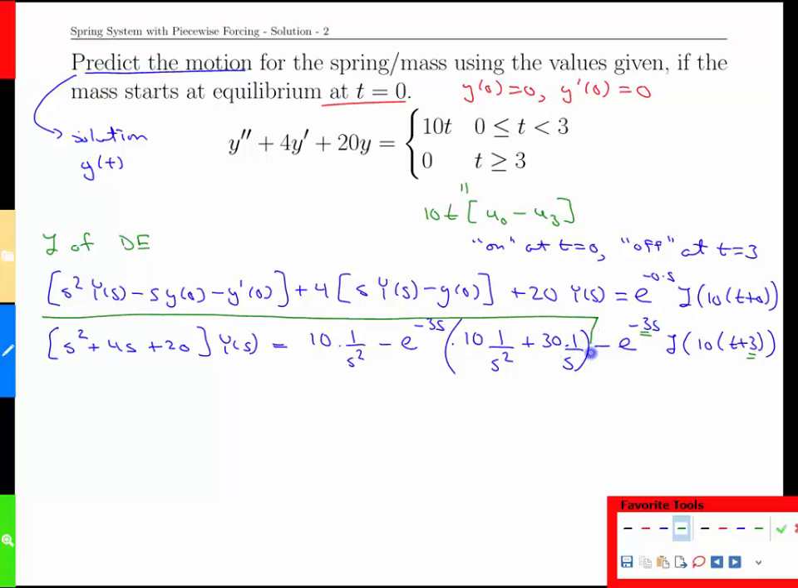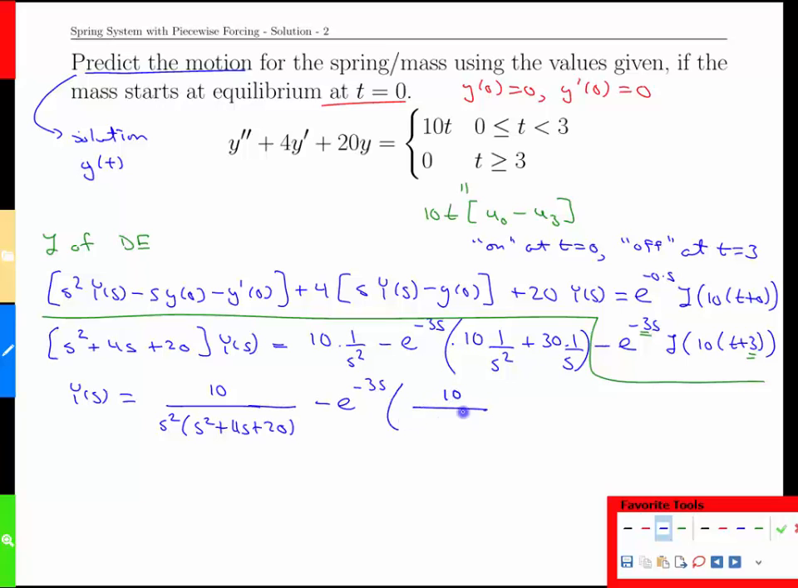So breaking up our lines here, this is the transform version of our function, and we see that indicator that there's a step function involved once we have the s's with exponentials. Now we solve for Y(s). That's going to be 10 over s squared times (s squared plus 4s plus 20), and then we get minus e to the negative 3s, 10 over s squared times (s squared plus 4s plus 20), plus 30 over s squared plus 4s plus 20 again here.